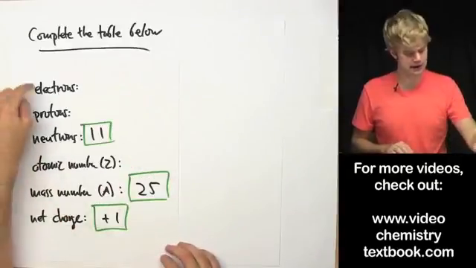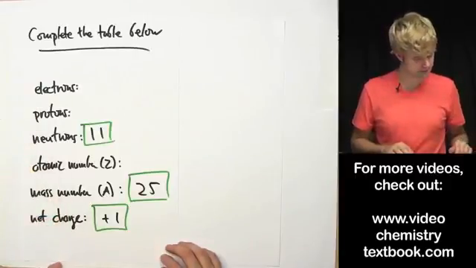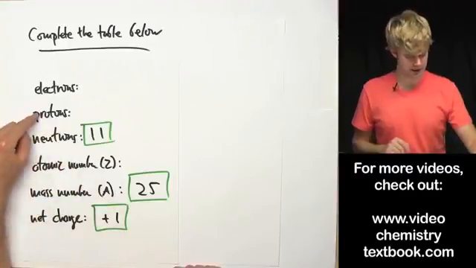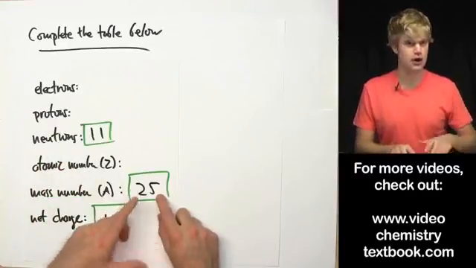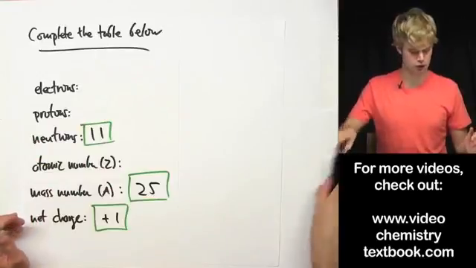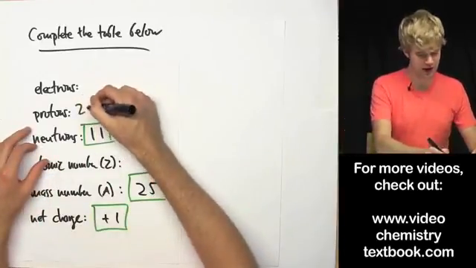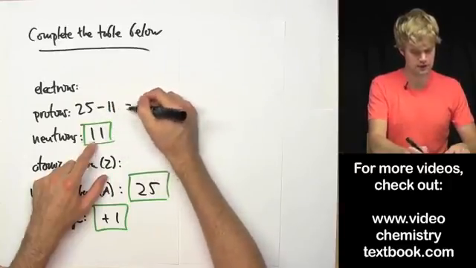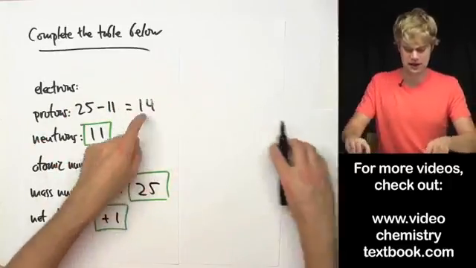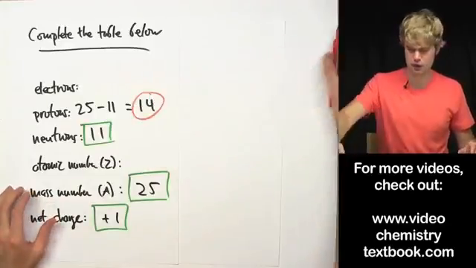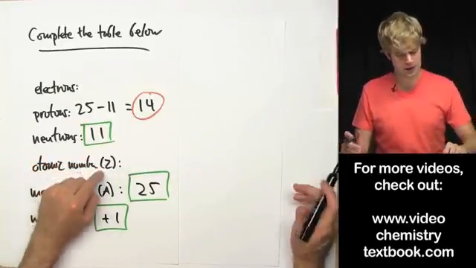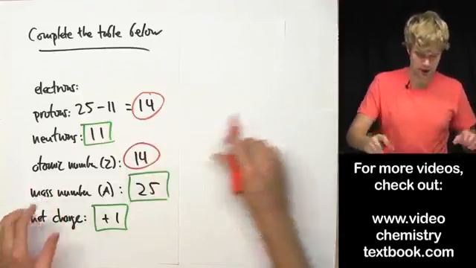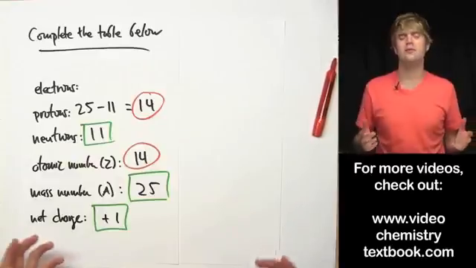Here we want to find the electrons, protons, and the atomic number. We know the neutrons, the mass number, and the net charge. Okay, let's start with protons. We know the mass number, protons plus neutrons, and we know the number of neutrons. So that means that we can take 25, which is protons plus neutrons, and subtract the number of neutrons. 25 minus 11 is going to give us 14, and that's the number of protons alone. Atomic number is just another word for the protons, so these both are going to be 14.